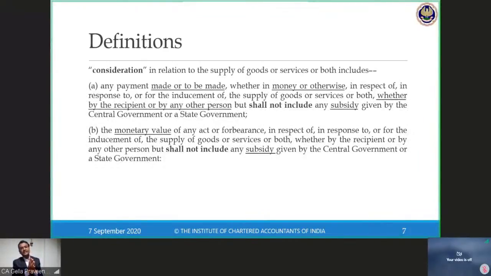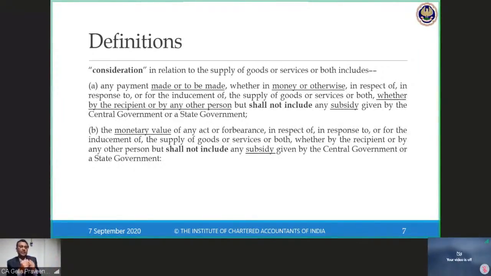What they are saying is, if there is a monetary value of an act, what is the monetary value of an act? I need to construct a dam. For constructing a dam, I need to get a clearance from the local authority. Once I get a clearance, I need to procure raw material. So instead of buying cement, the government says there is cement which will be supplied by the local civil supplies authority.